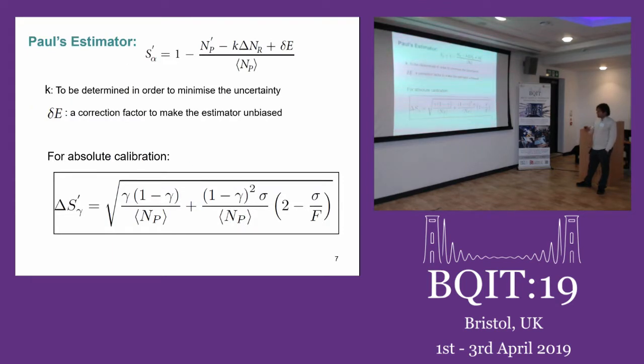In the last couple of years, there is another interesting estimator developed by Paolo, where k is to be determined to minimize the uncertainty of this estimator, and delta e is a correction factor to make the estimator unbiased. We worked it out, and in the absolute calibration scheme, it turns out that the uncertainty in measuring this estimator takes this form, which clearly has a dependence on the noise reduction factor and the Fano factor of the radiation field.